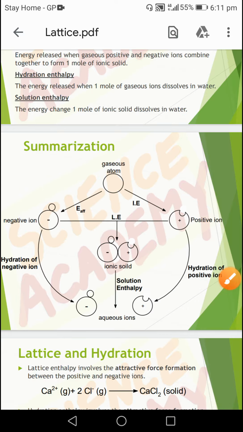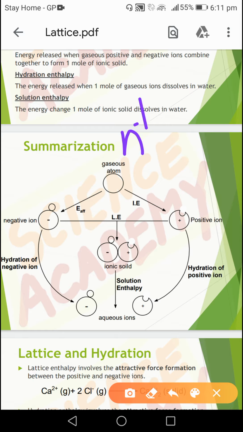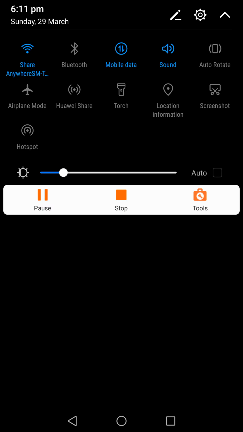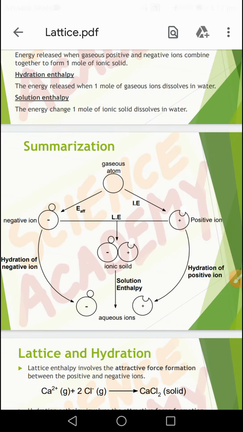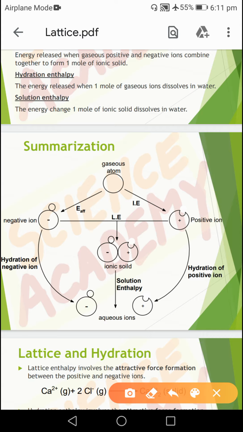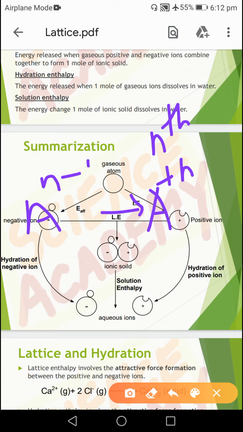Okay. So, again, when you are talking about nth ionization energy, you must form A plus n from one less charge, n minus 1. So here we have plus n, and here we have plus n minus 1. Okay.